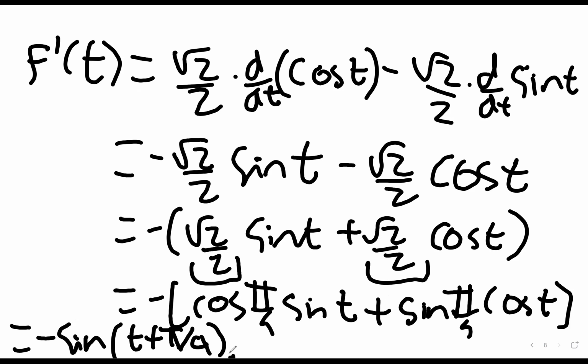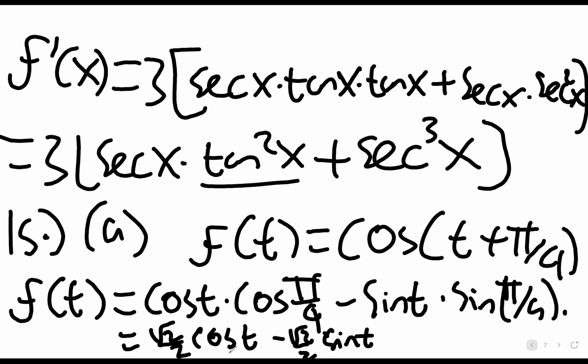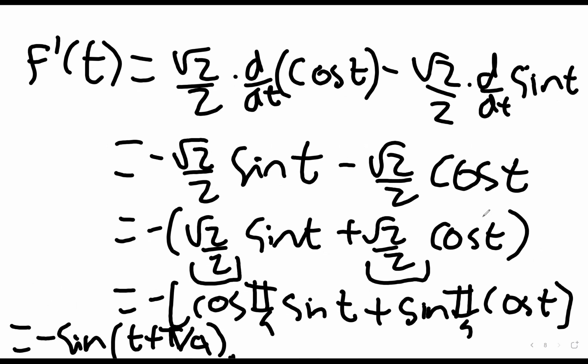Of course, later on we'll see that this can be simplified by using the chain rule. Just realize that the derivative of the cosine function is minus sine, multiplied by the derivative of t plus pi over 4, namely 1. So we get the result. All right.